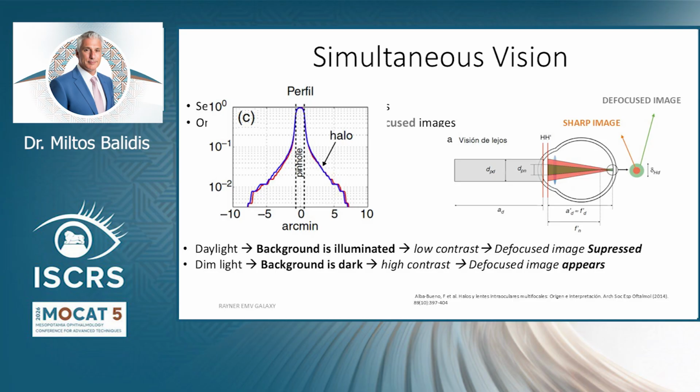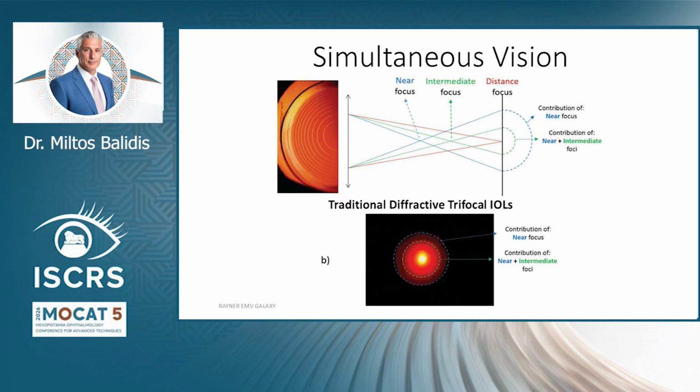That's why people with trifocal lenses don't have halos when there's bright illumination. In contrast, when it's dim illumination, where the background is dark, then the images of near and intermediate come in focus. And that's why you have the focused image appear and you have halos. So that is the reason that you have halos. So the more focuses that the lens has, 3, 4, 5, the more halos they will have. And this is a rule of physics, simple as that.